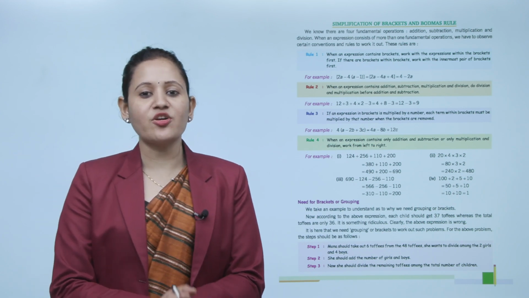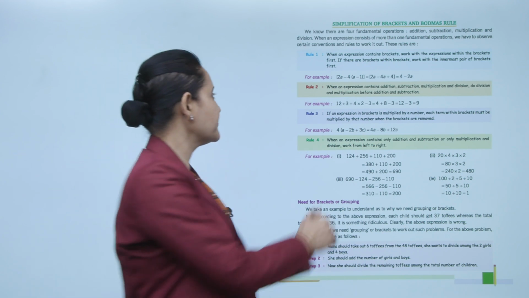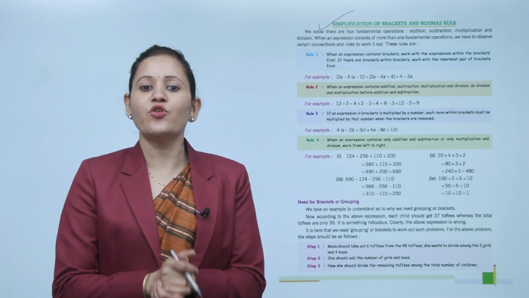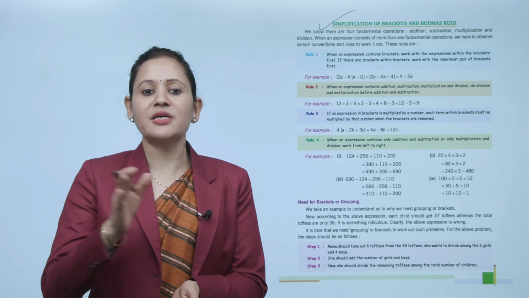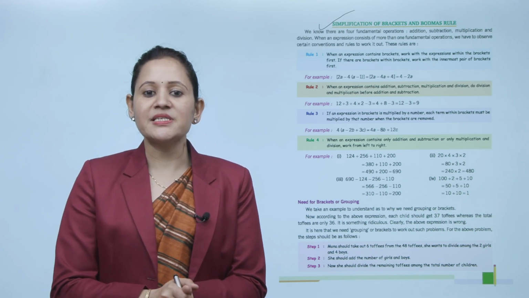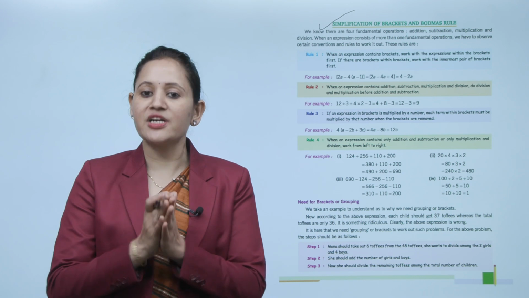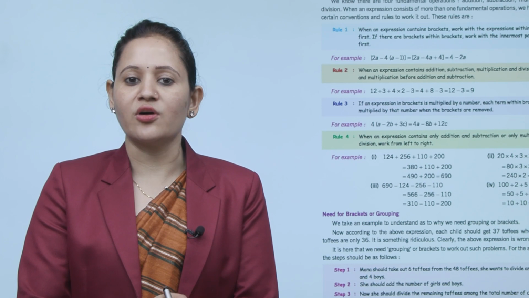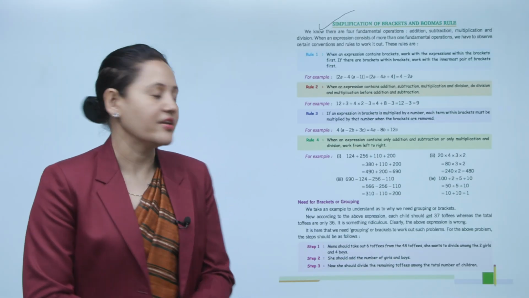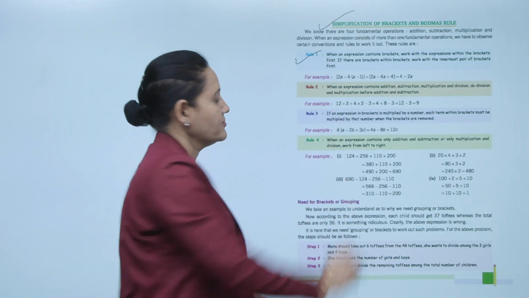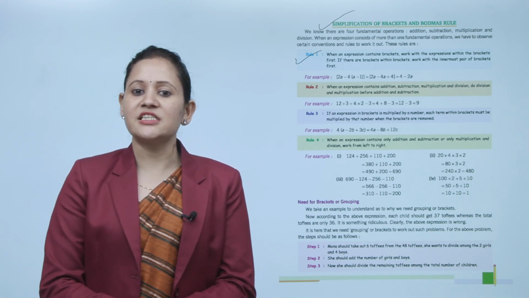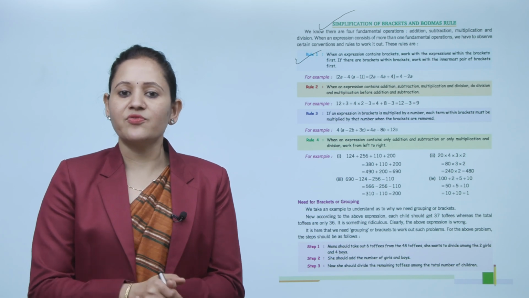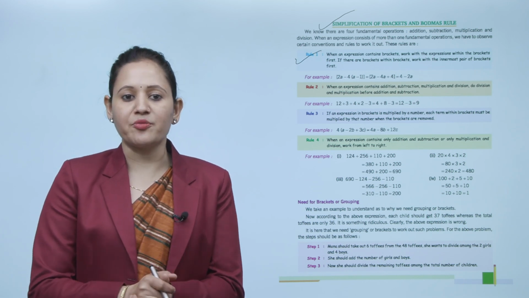Next is simplification of brackets and the BODMAS rule. We know that there are 4 fundamental operations: addition, subtraction, multiplication and division. When an expression consists of more than one fundamental operation, we have to observe certain conventional rules to work it out. The rules are: rule number 1. When an expression contains brackets, work with the expression within the bracket first. If there are brackets within brackets, work with the innermost pair of brackets first.